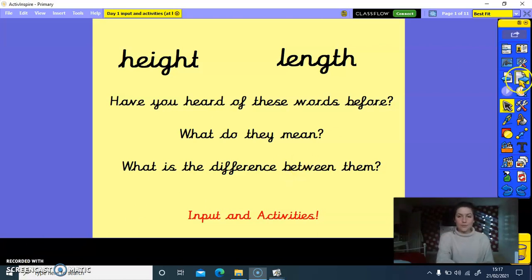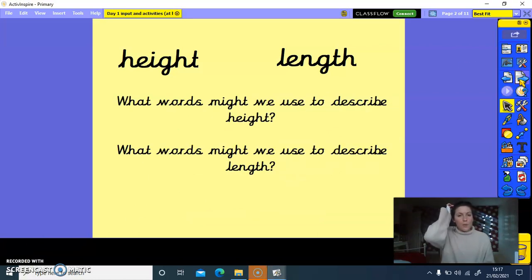Let's find out. So, what words might we use to describe height? Height is how tall something is. So, you might say they are tall or they are short. Your height of a person, tall or short. For length, it is normally this way. So, something could be long or short.